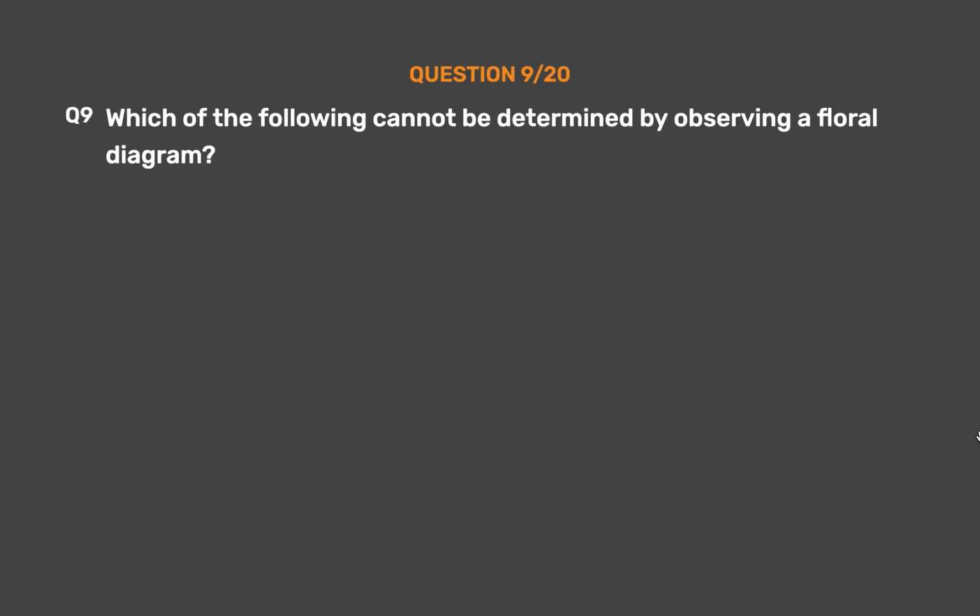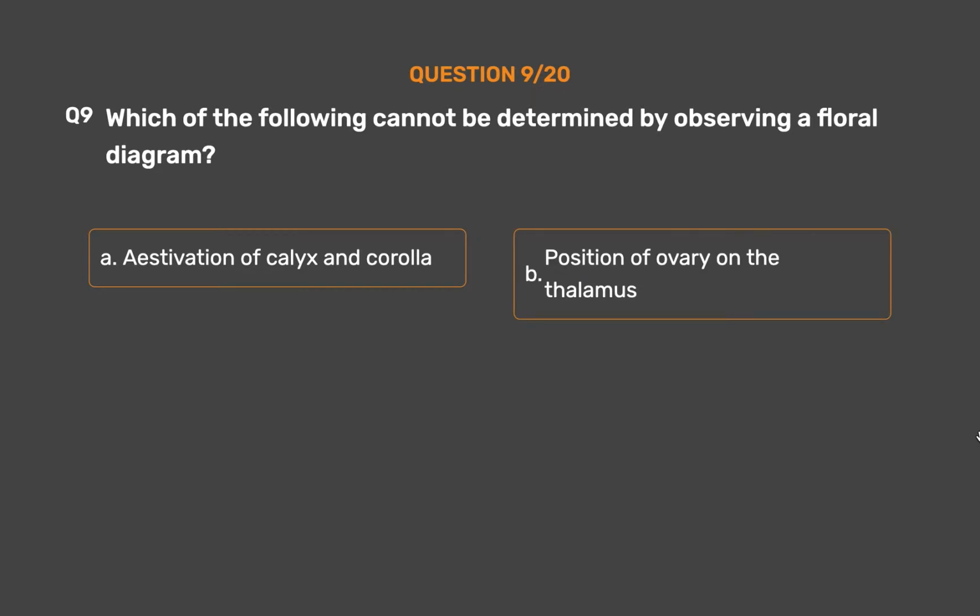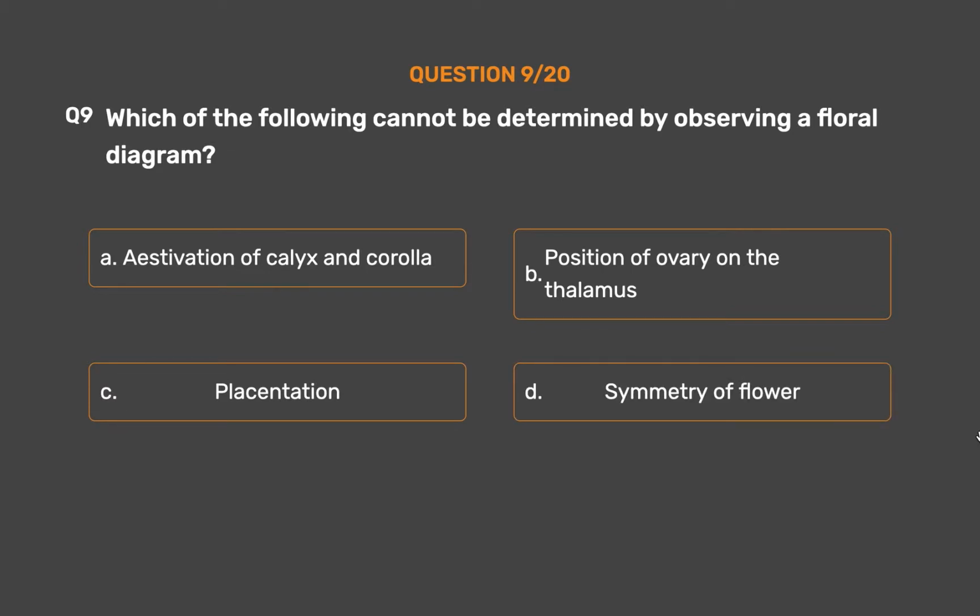Question number 9. Which of the following cannot be determined by observing a floral diagram? Option A. Aestivation of calyx and corolla. Option B. Position of ovary on the thalamus. Option C. Placentation. Option D. Symmetry of flower.